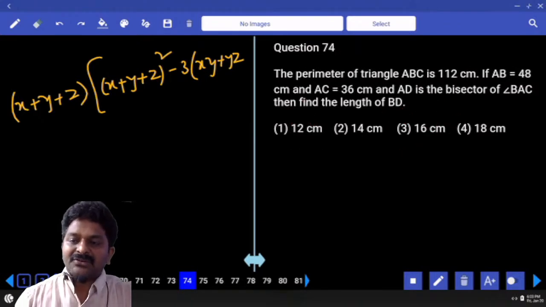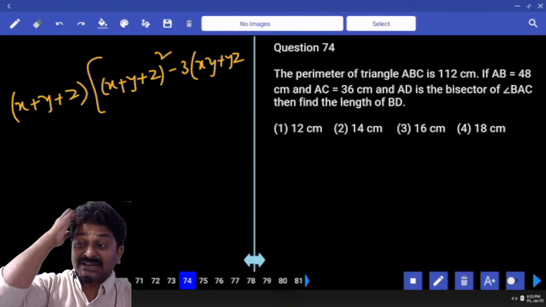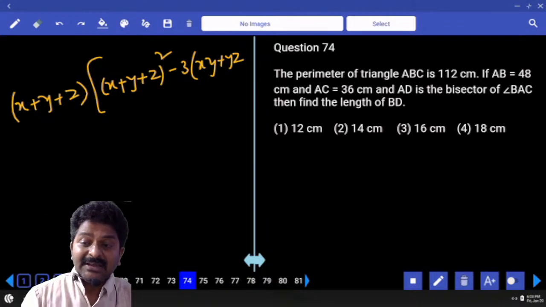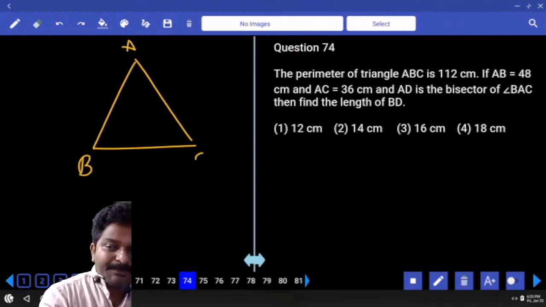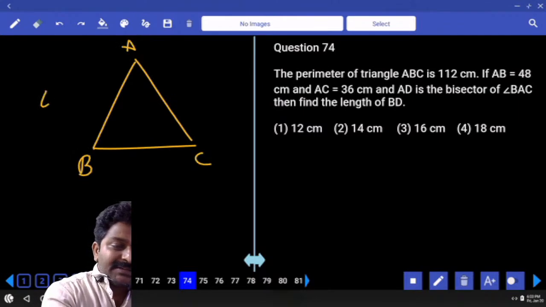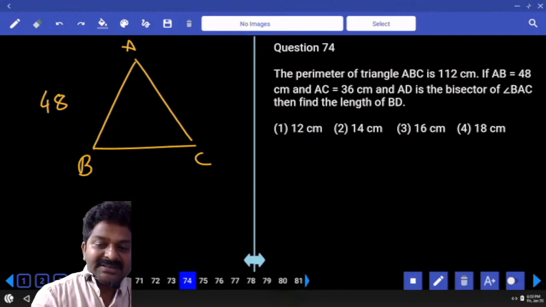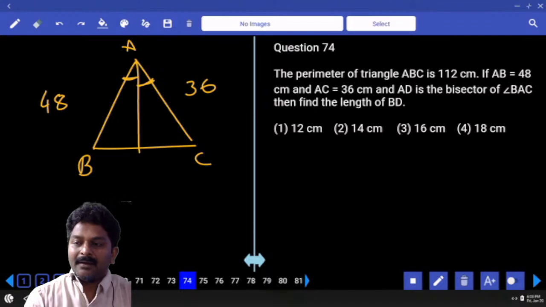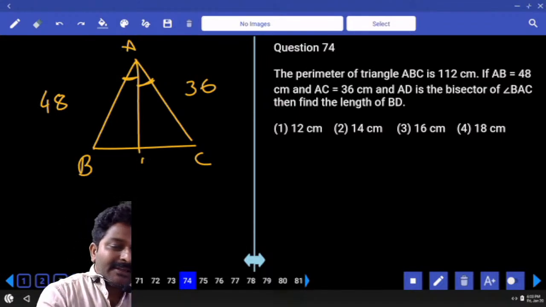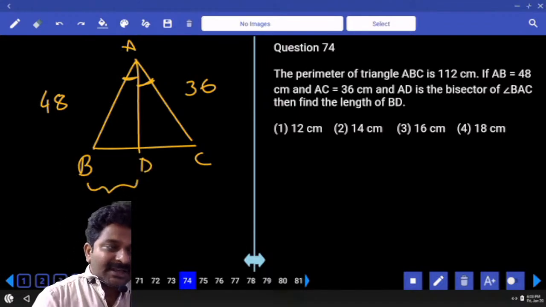The perimeter of the triangle ABC is 112, AB is 48, AC is 36, AD is the bisector of angle BAC, then find the length of BD. Okay. Now there is a triangle ABC. Its perimeter is mentioned. AB is mentioned as 48. AC is mentioned as 36. AD is a bisector. As it is a bisector, here angles are equal only. And then find the length of BD. This is BD and we were asked to calculate the BD value.